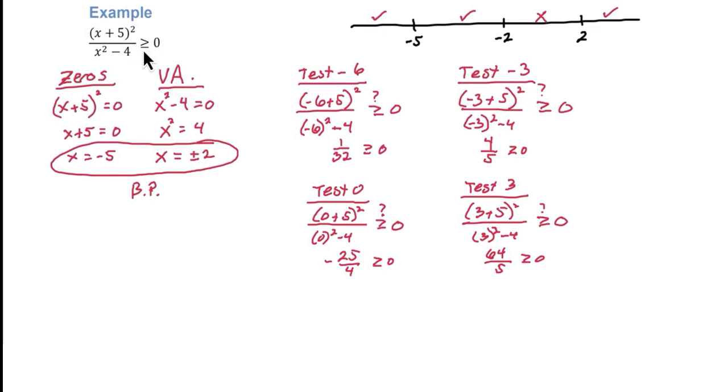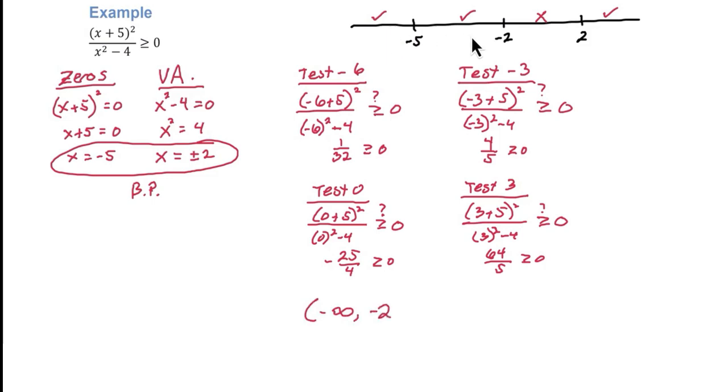The next thing you have to ask is, is negative 5 a 0 or a vertical asymptote? In this case, it's a 0, an x-intercept, which means we can include it. So since we can include the negative 5, we'll join these 2 intervals into a single interval, that being negative infinity up to negative 2.